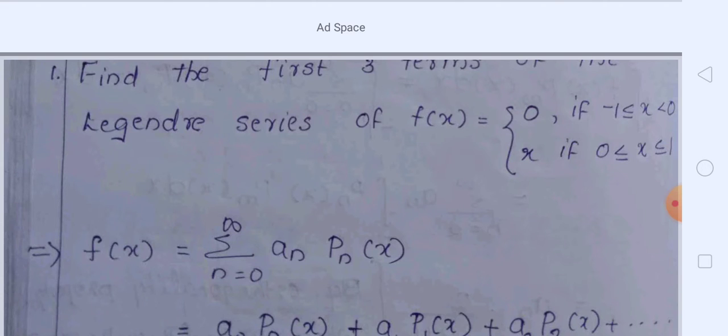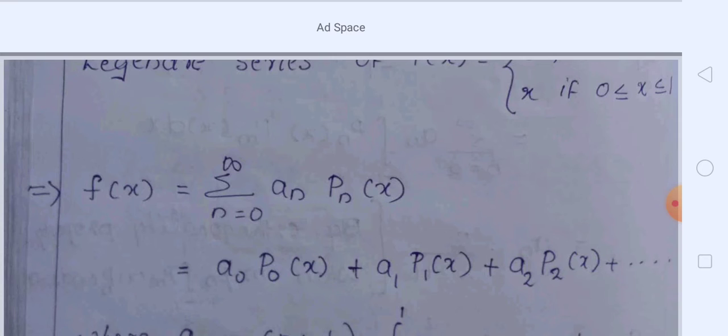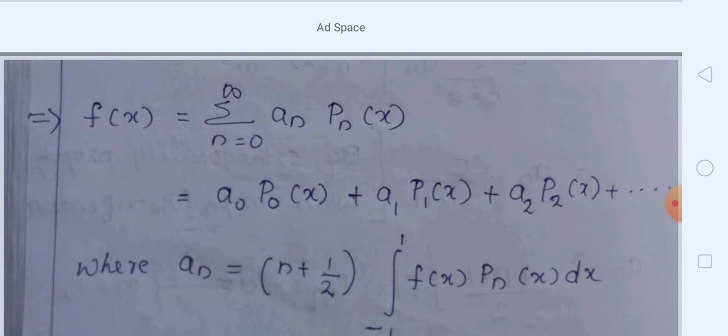From the formula, f(x) is equal to what? The Legendre series can be written as sigma n varies from 0 to infinity a_n P_n(x). That means a_0 P_0(x) plus a_1 P_1(x) plus a_2 P_2(x) plus etc., where a_n equals (n plus half) integral minus 1 to 1 f(x) P_n(x) dx. We can find the first three terms of the Legendre series, meaning the first three coefficients: a_0, a_1 and a_2.